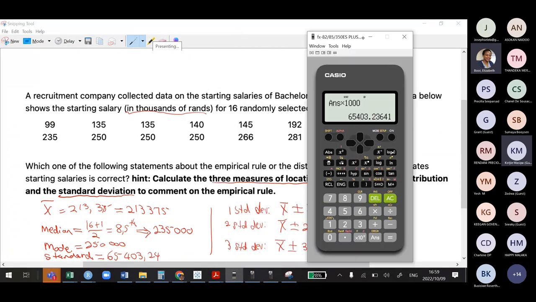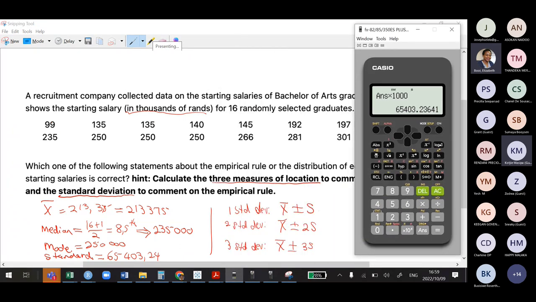Because I already have the data stored on the calculator, we can do this. So the first one is your mean, which is shift stat var 2, minus, we're going to start first with the minus 1, right? Times the standard deviation of 1, so minus the standard deviation, shift stat 4, and we can multiply the answer with 1,000.